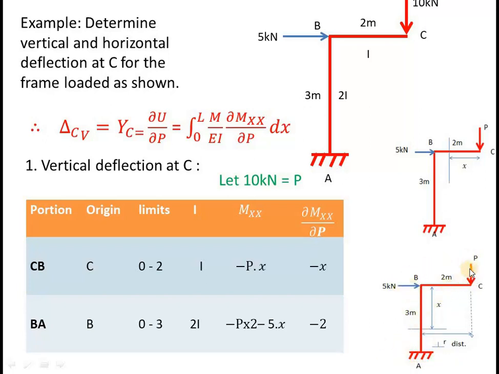What is the bending moment here then? This is minus P into this much. What is this? This is 2. Then minus this 5 kilonewton into this horizontal load, this will become a perpendicular distance. So it is minus P into 2, then minus 5 into this much, so that is minus 5x. If you take the partial derivative with respect to P, the coefficient of P is minus 2.